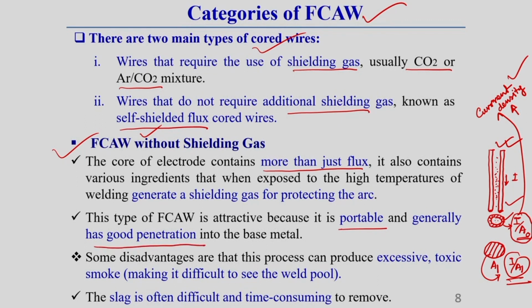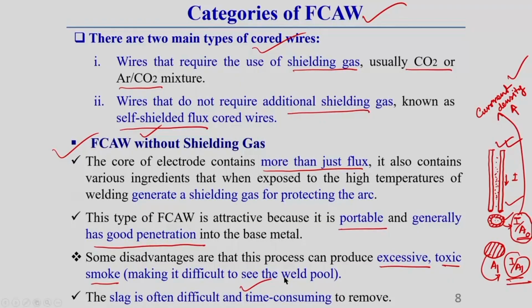Some disadvantages of this type of welding process: it generally produces excessive toxic smoke. And in this welding process, as flux is used, once the flux burns, it creates a slag layer over the surface of the weld, which I have shown in the previous slide. That slag is often difficult and time consuming to remove.